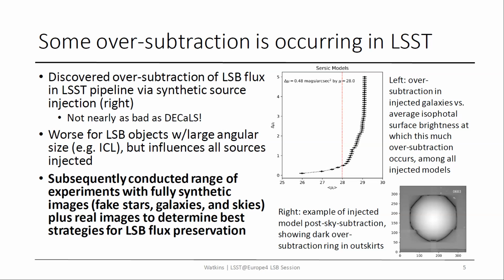And so you do end up with these very subtle dark over subtraction rings in the very lowest surface brightness regions of your typical model, which seems to be induced by the pipeline somehow. This is worse for very large objects like ICL, but it does seem to affect at some level everything that we injected. So given that, we started talking to a lot of LSB scientists, in addition to doing our own tests using fully synthetic images, as well as images that we had access to from previous observation campaigns, to try to figure out what is the best strategy to use for sky subtraction to avoid any amount of over subtraction, basically at any level.